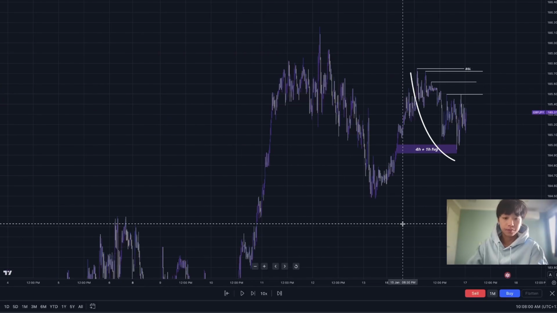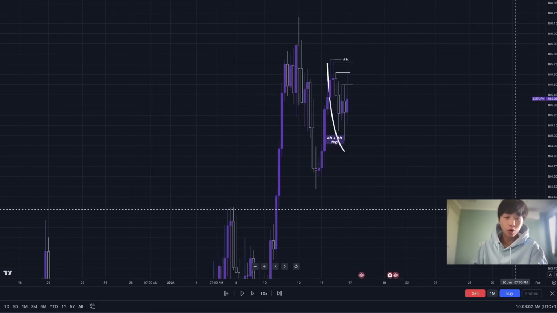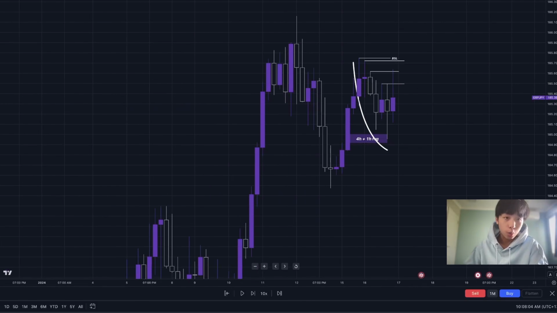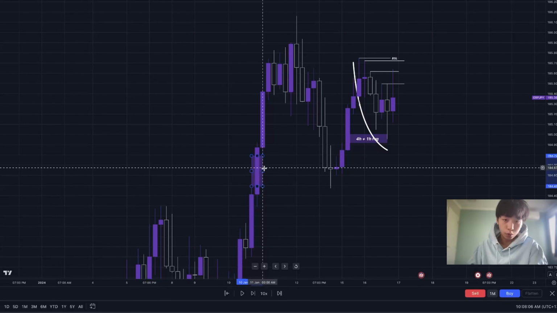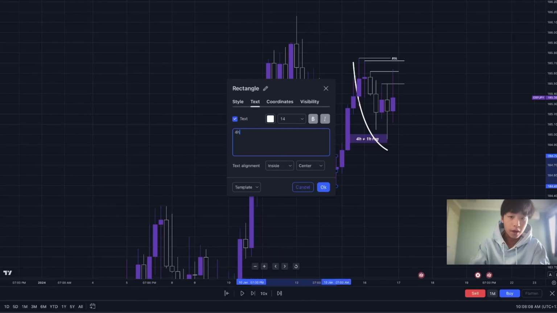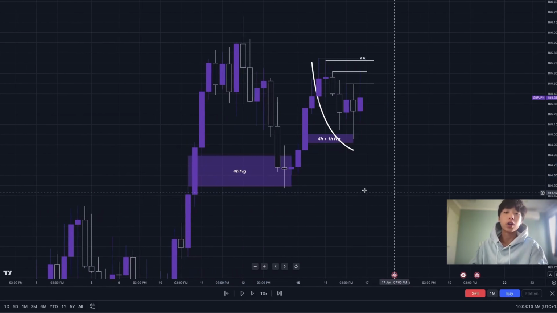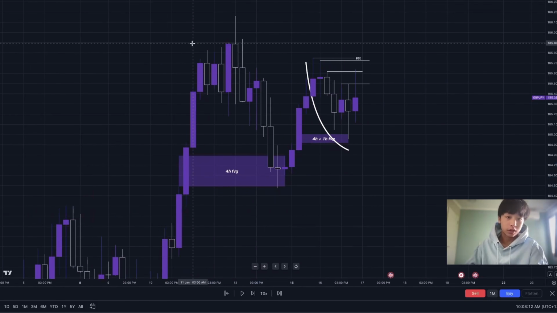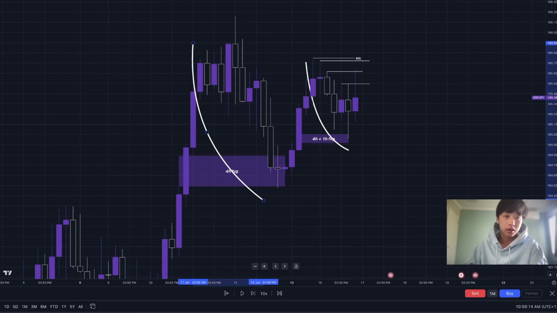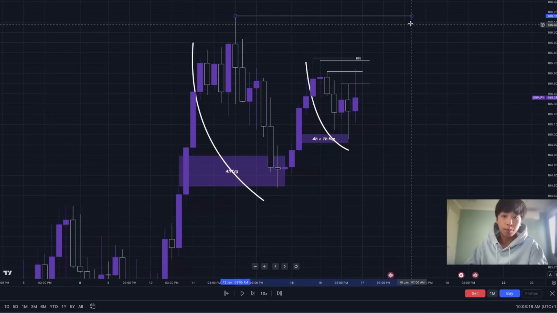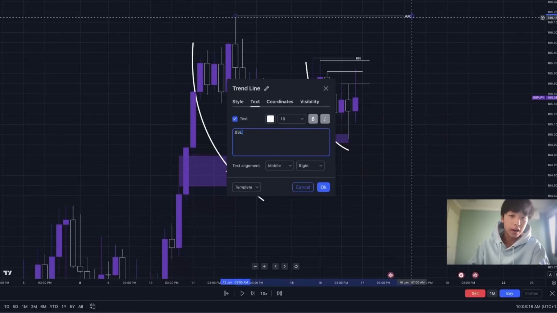frame, if we scroll back out into the 4 hour, we're inside of another market maker model inside of this 4-hour fair value gap. So we're inside of a market maker model inside of a market maker model. Sell side of the curve, this is our overall buy side liquidity target.